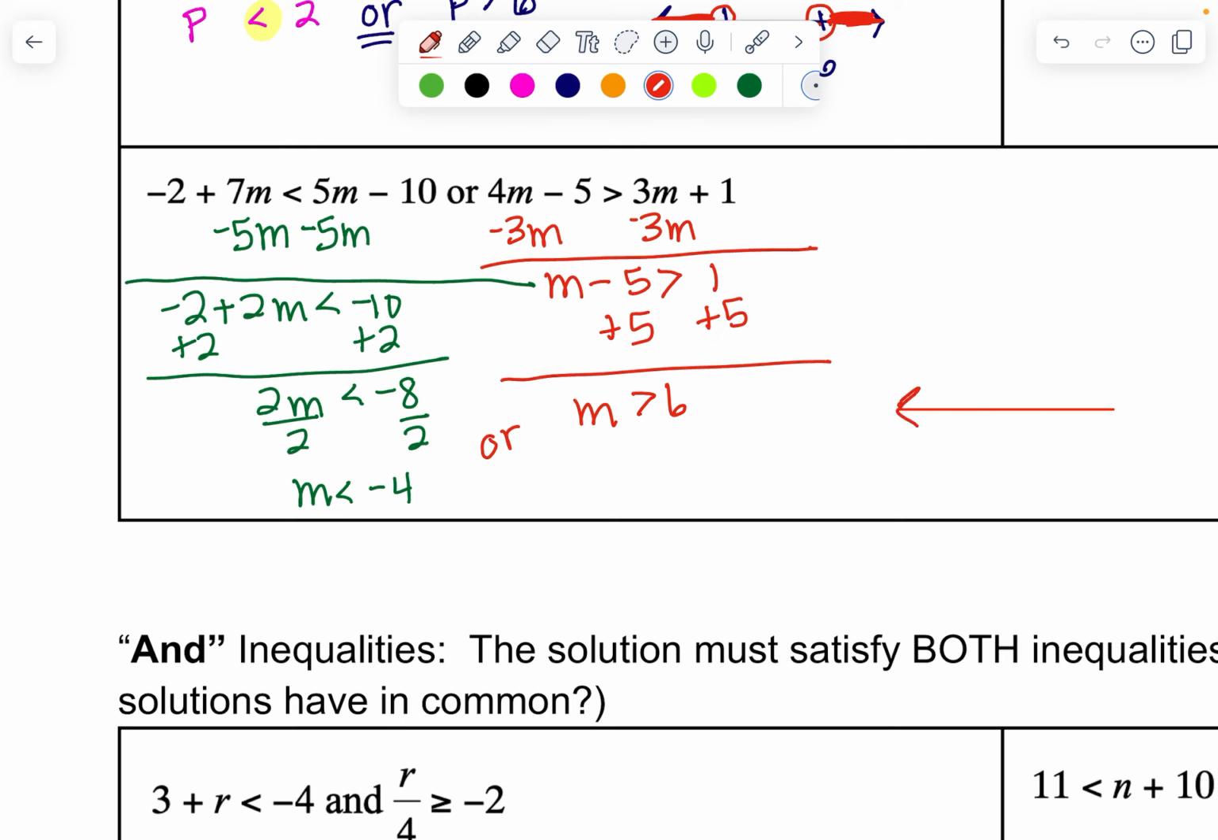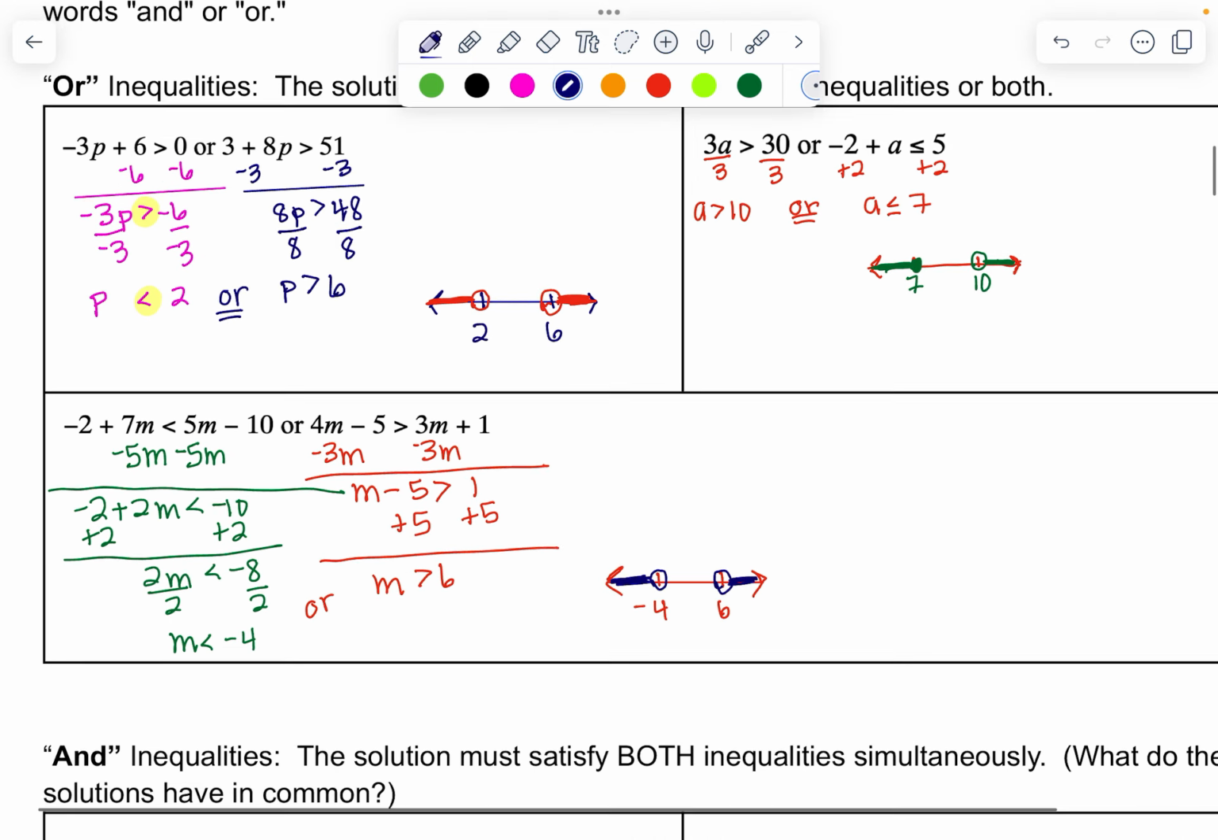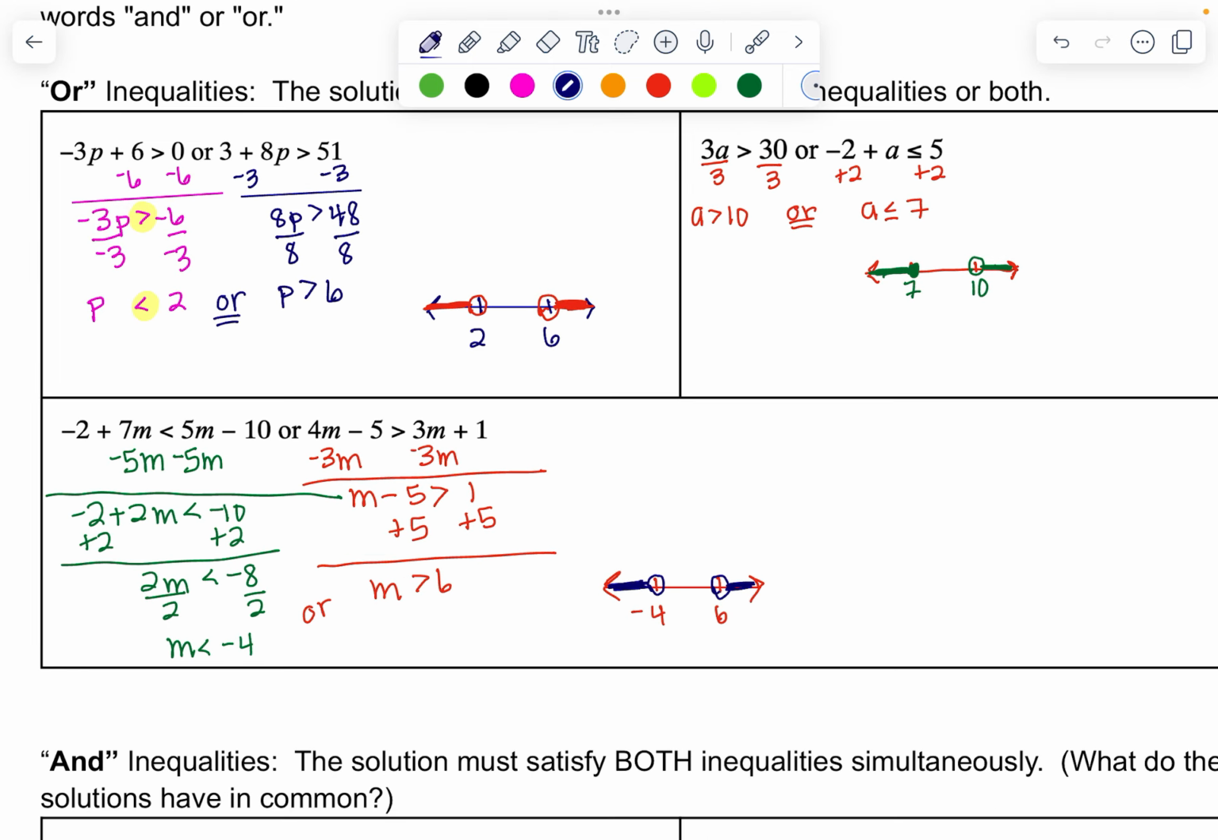So when I graph this on my number line, I'm going to put a negative 4 and a 6. I'll deal with negative 4 first because it's the farthest left. Less than negative 4 means an open circle going to the left. Greater than 6, open circle going to the right. So again, notice on all three of these examples that the inequalities are going in opposite directions.